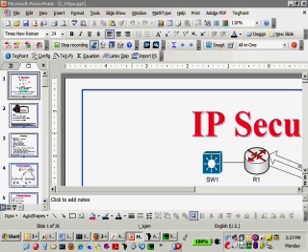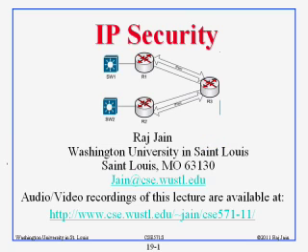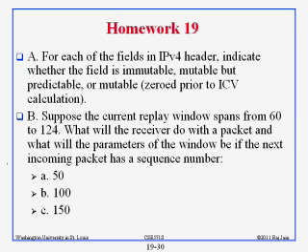That's all. So there are two parts to the homework. Actually, both are very small. One is, for each field of IPv4, indicate whether it is immutable, mutable, predictable, and so on and so forth. And the second thing is about the window. The replay window spans from 60 to 124. What will happen to packets 50, 100, and 150?